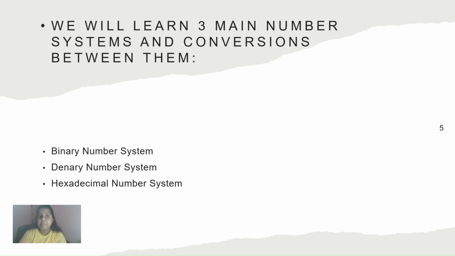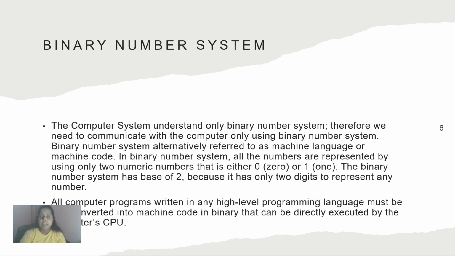We will learn three main number systems and conversions between them: the binary number system, the denary number system, and the hexadecimal number system. Binary number system. As we have discussed, the binary number system has only two states: on, off, true, false, like that. Any two states can be mapped to the binary number system. The base is 2. It has only two numbers, 0 and 1. Using these two numbers, almost all values are represented.